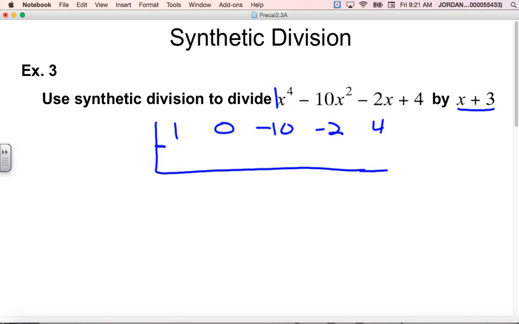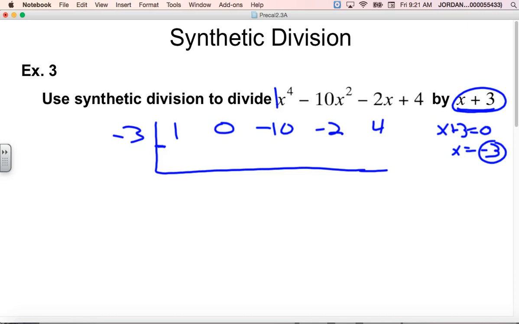Now the next thing you want to do is take whatever this divisor is, set it equal to 0 and solve it. And whatever that number is, you put it out here.